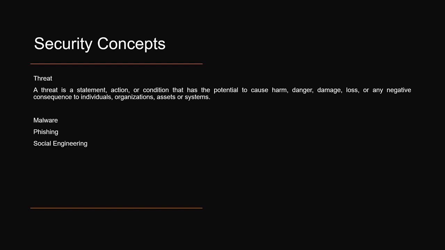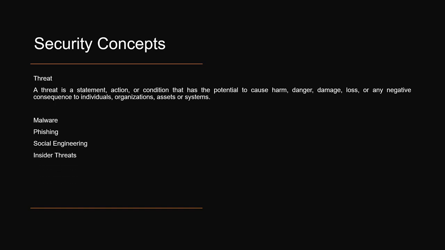Social engineering. Social engineering attacks manipulate people into divulging confidential information or performing actions that can compromise security. Examples include pretexting, which is creating a false scenario to obtain information, baiting, which is enticing the victims to click on malicious links, and tailgating, which is physically following someone into a secured area.